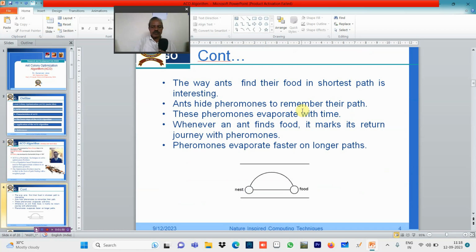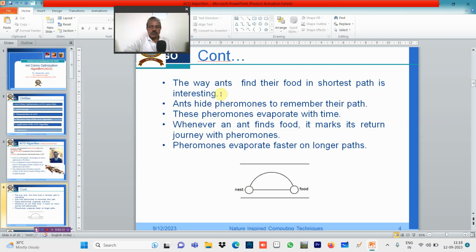From a small diagram you can see the ants go from the nest to the food, that is the goal. They follow various paths and they finally select the shortest path. You can see the diagram here. This is the nest and this is the food. There are a number of paths from this one to this one, and finally the ants find the shortest path.